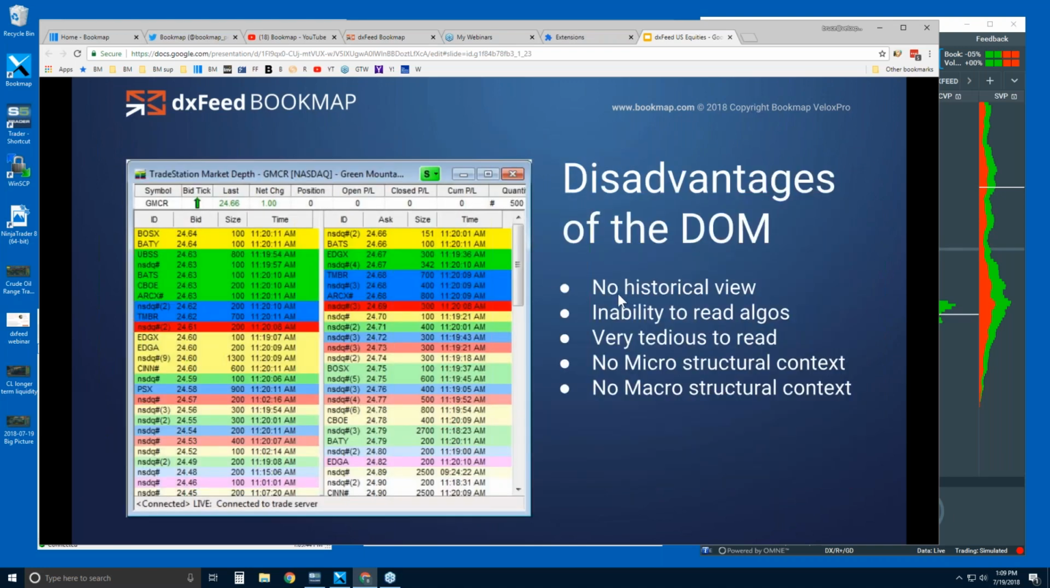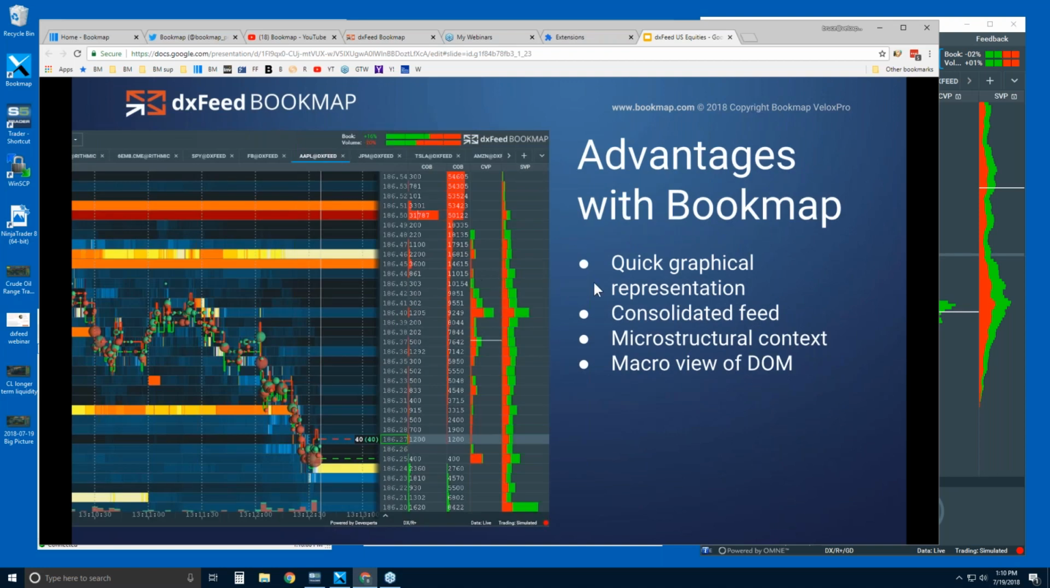All right, well, the disadvantage of that DOM, as I mentioned, is no historical data. So you're not able to read the algos. It's very tedious to remember the numbers, how long they were there, etc. But you can't see any structure either or context in the microstructure and macrostructure. So that's the advantages of Bookmap.